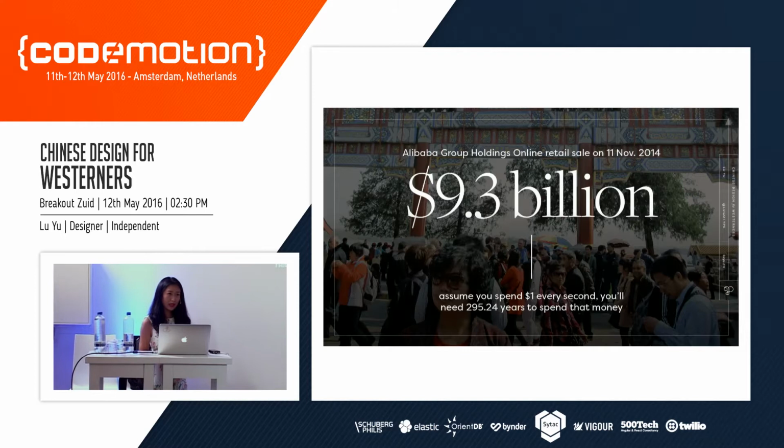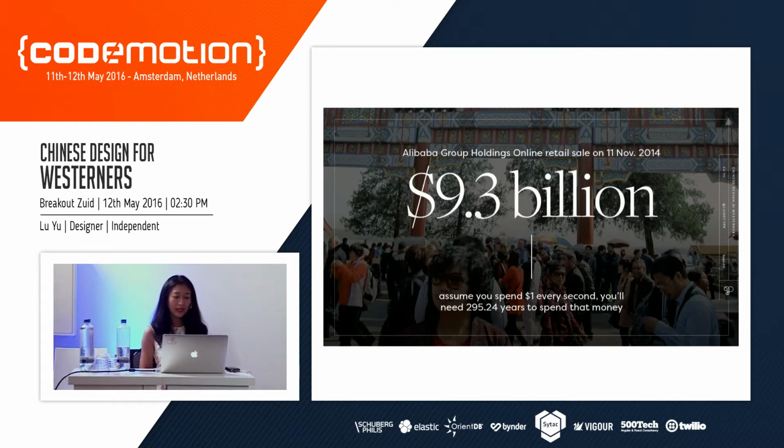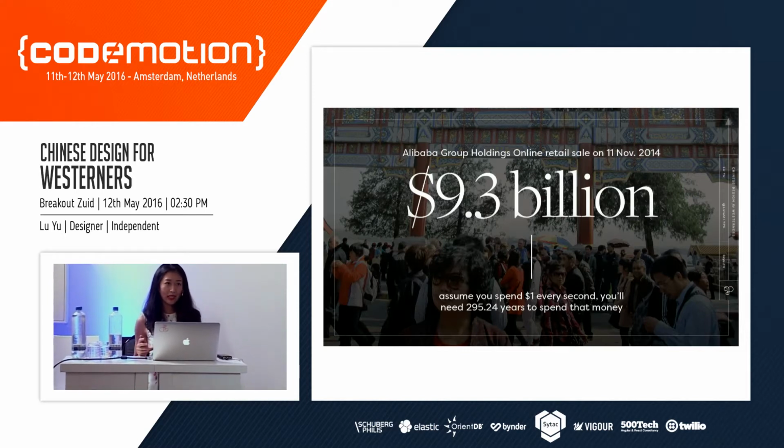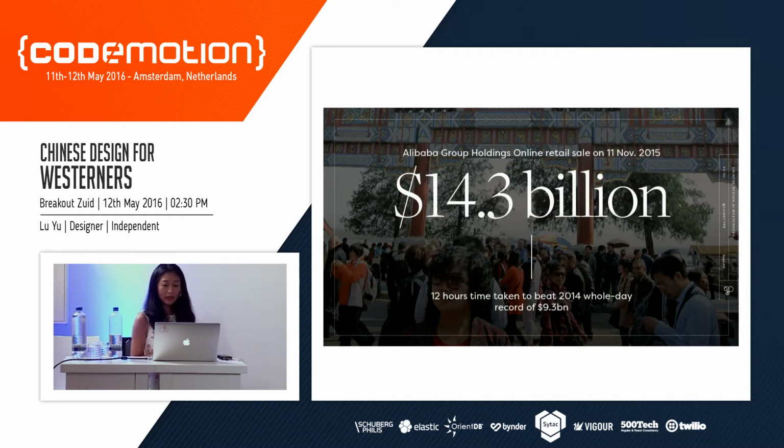On Singles Day, in case you're not familiar with it, it's very similar to Boxing Day. On this day, the retailers give very good discounts to their buyers to increase sales. So in 2014, on Singles Day, the Alibaba Group Holding sold $9.3 billion worth of products in just a day. And a year later, they beat the $9.3 billion record in just 12 hours.